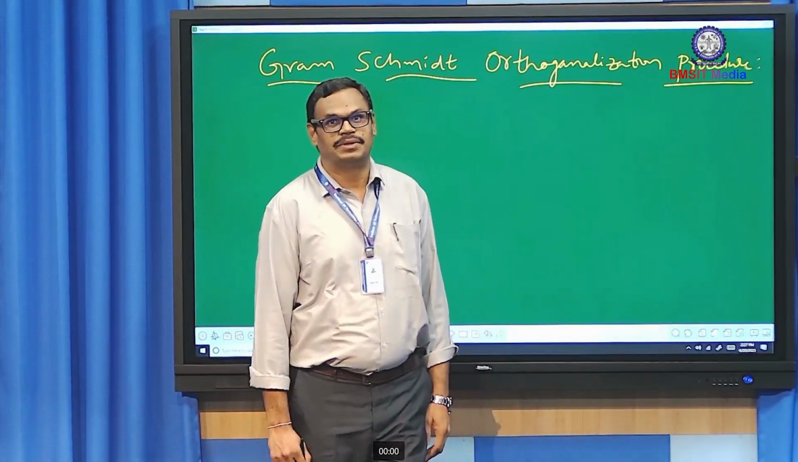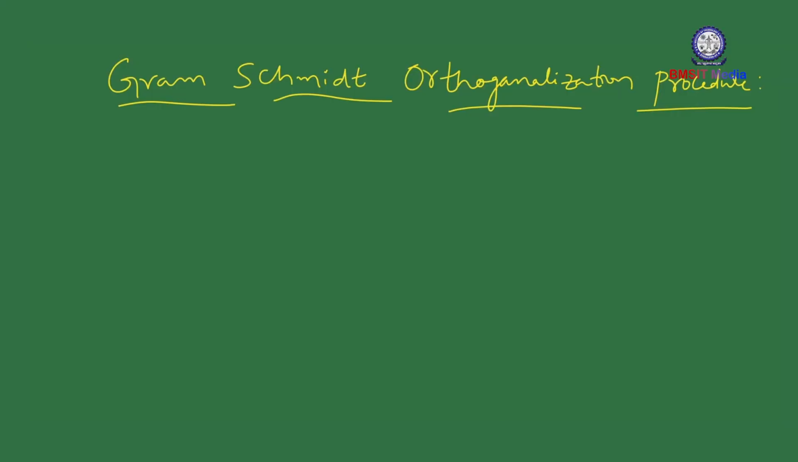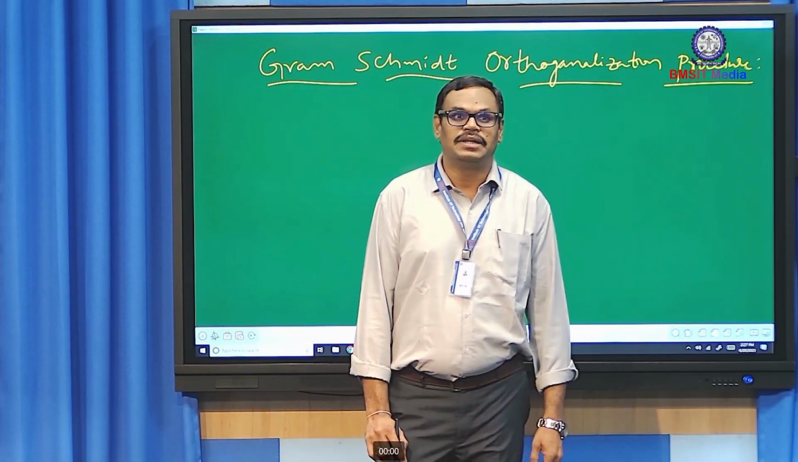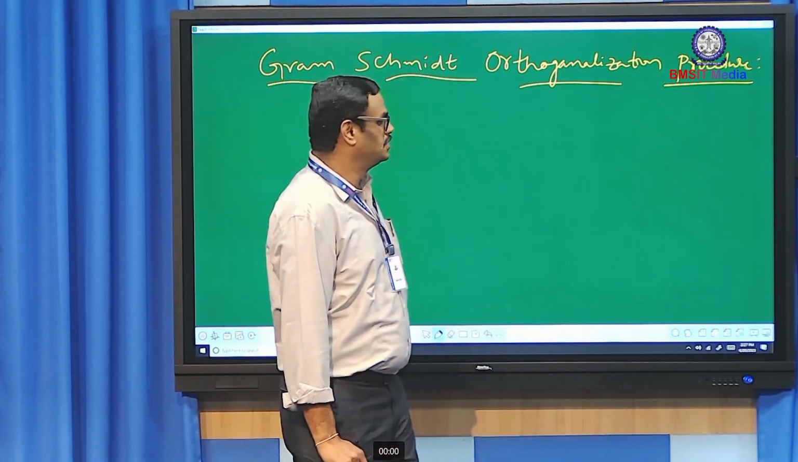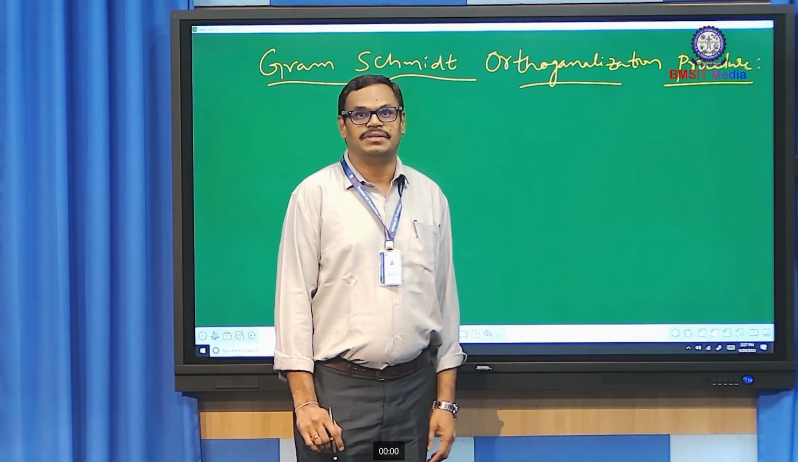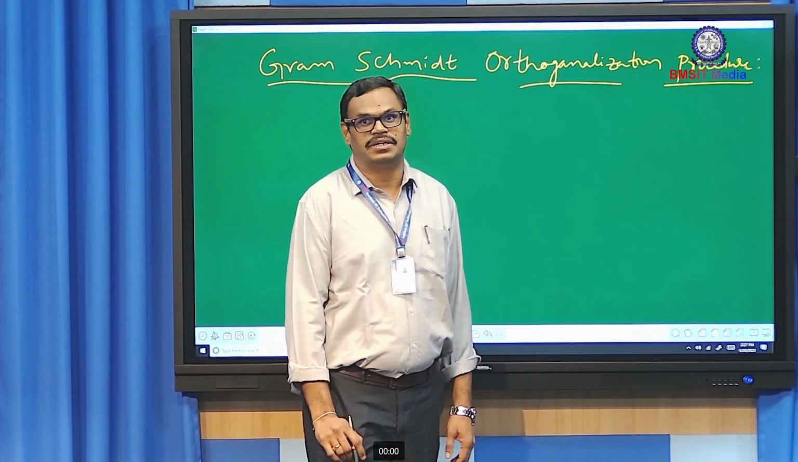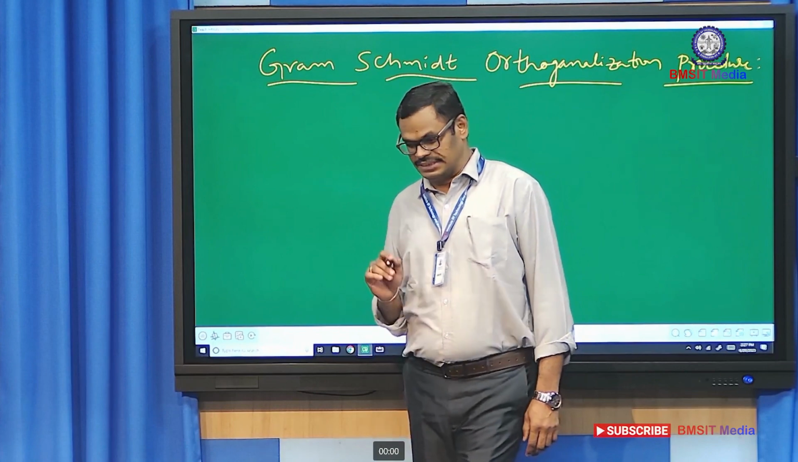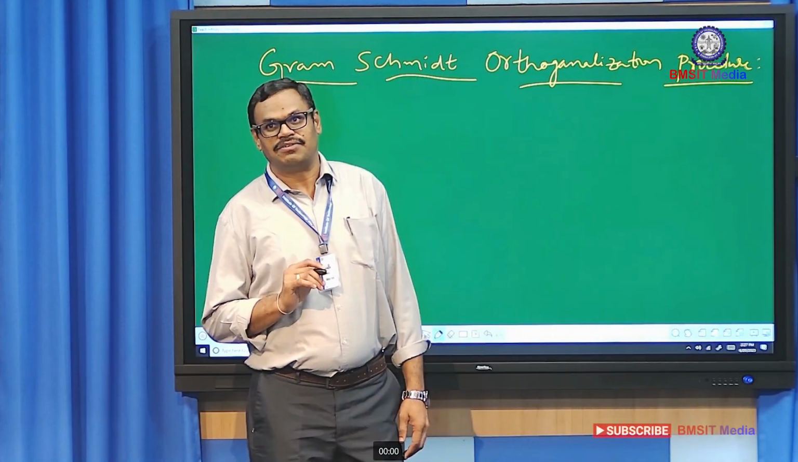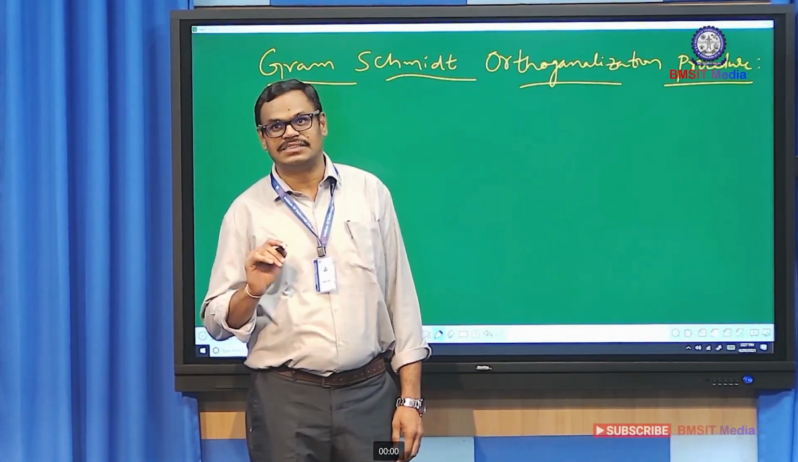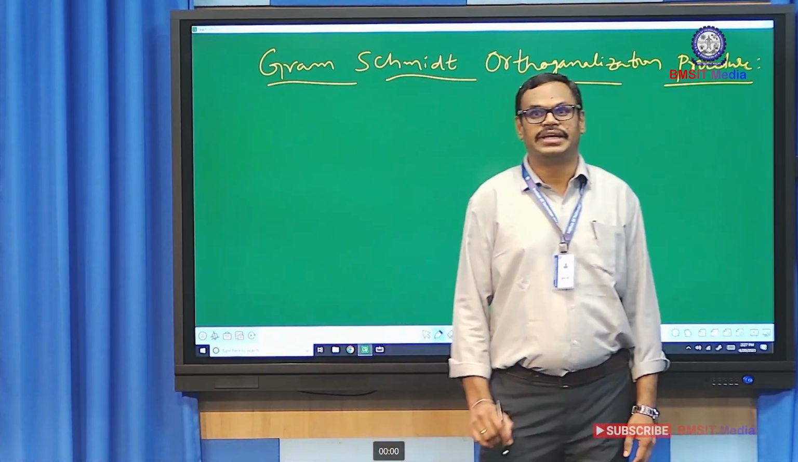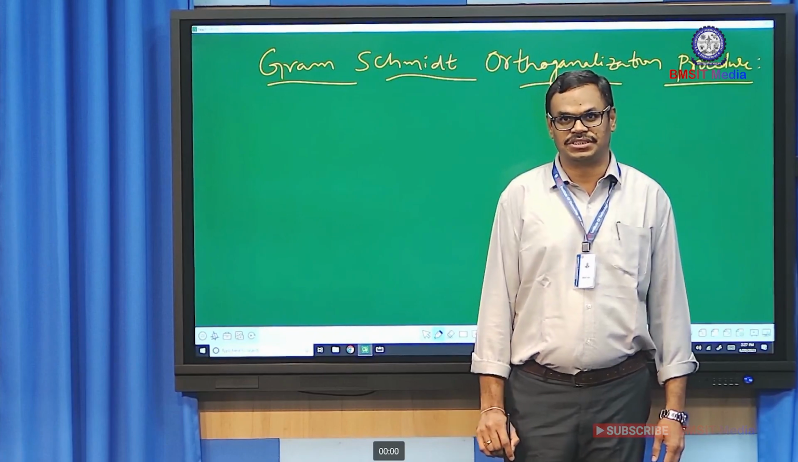Today we will discuss the Gram-Schmidt orthogonalization procedure. This Gram-Schmidt procedure is used to determine n orthonormal basis functions, that is phi 1 of t, phi 2 of t, phi 3 of t, and so on up to phi n of t, so that each of these s_i of t, that is m finite energy signals, can be represented as a linear combination of n orthonormal basis functions.